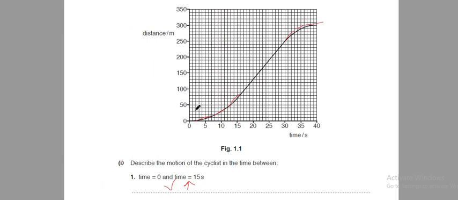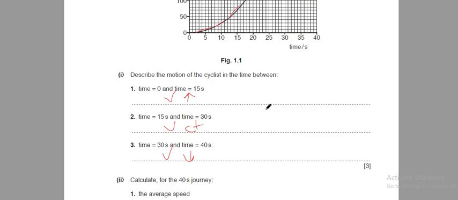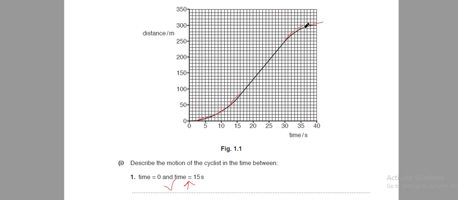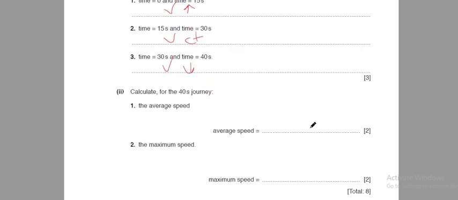Average speed is the total distance covered in the 40-second journey as a whole, which is 300 meters, in a time of 40 seconds. So average speed will be this total distance over the time taken to cover this total distance.